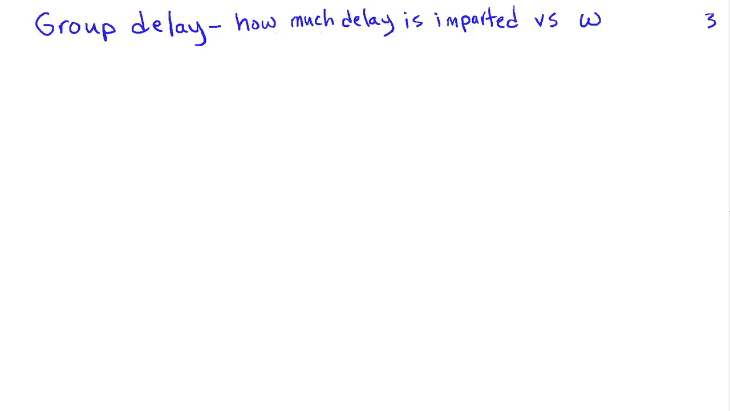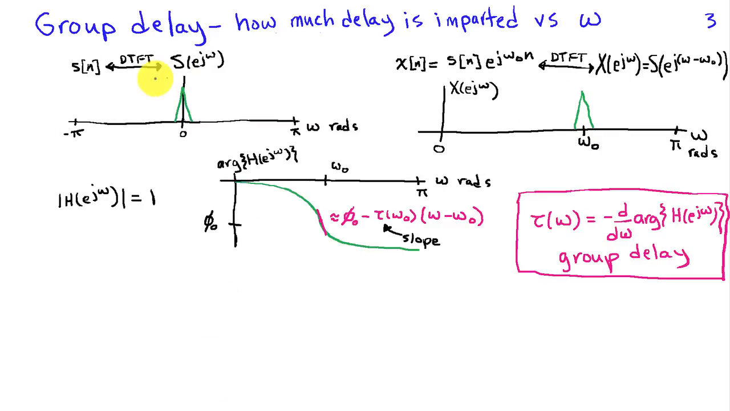A useful way to characterize phase distortion, in particular nonlinear phase systems, is with something called group delay. Group delay is defined based on how much delay the system imparts as a function of frequency. So we're allowing different delay at different frequencies because the system could have nonlinear phase, and group delay is a measure of this. To develop the idea of group delay, we're going to consider a narrowband signal s[n], a very low pass signal.